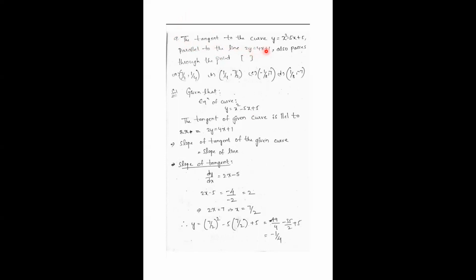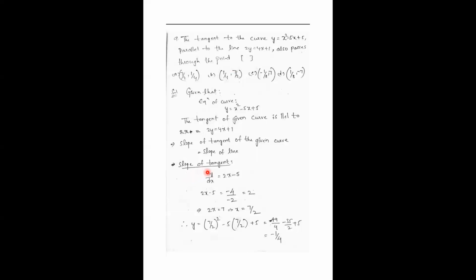The tangent to the curve y equal to x square minus 5x plus 5, parallel to the line 2y equal to 4x plus 1, also passes through the point. We have the equation of the curve, that is y equal to x square minus 5x plus 5. The tangent to this curve is parallel to 2y equal to 4x plus 1. As the tangent to this curve is parallel to 2y equal to 4x plus 1, the slope of the tangent is equal to the slope of the line 2y equal to 4x plus 1.